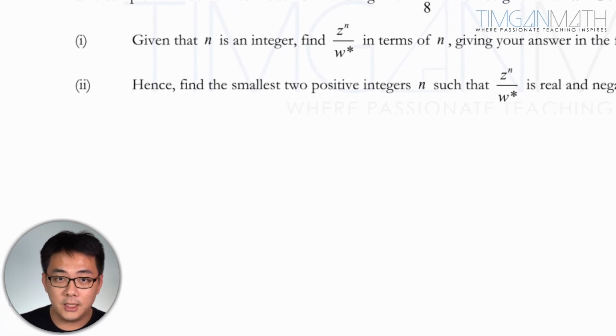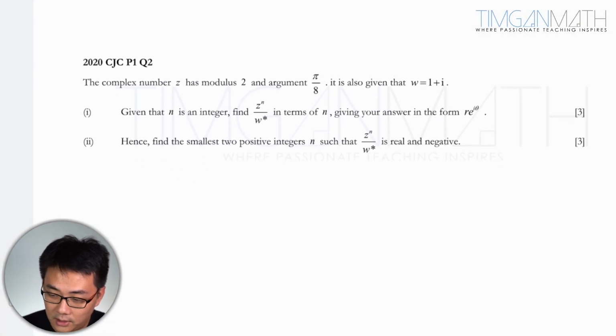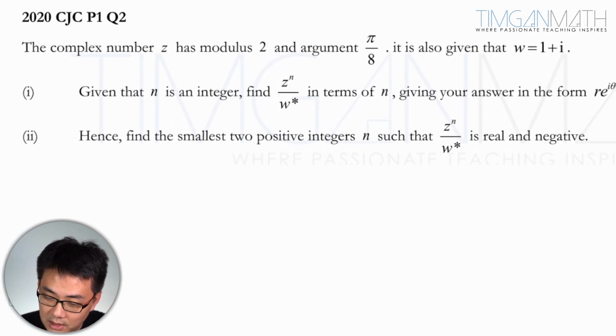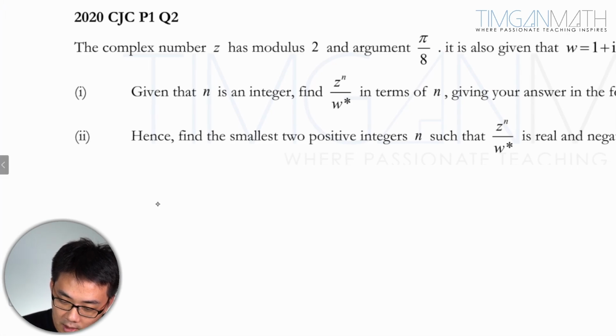The first question here is not like rocket science. I think just make sure you get the 3 marks there. So given that n is an integer, find Zn over W conjugate in terms of n, give your answer in re^(iθ) form. Okay, great. So first thing, we just need to find the modulus of Zn here.